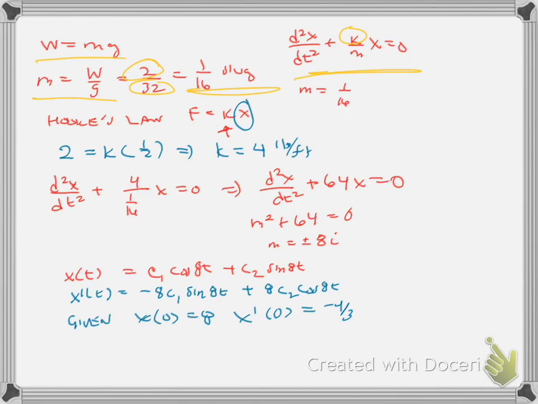Okay, welcome back. So your final answer should have been x of t equals 2/3 cosine of 8t minus 1/6 sine of 8t. And this is our equation of motion. Okay, so hopefully that was straightforward.